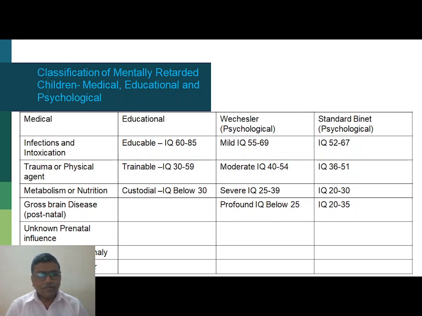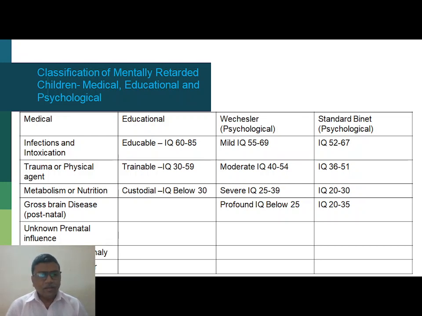Next, number three, metabolism or nutrition. These are the categories: metabolism or nutrition. In the educational aspect, custodial, that is IQ is below 30. In Wechsler psychological, it is severe, IQ is between 25 to 39. In the Stanford-Binet psychological aspect, IQ is 22 to 30.